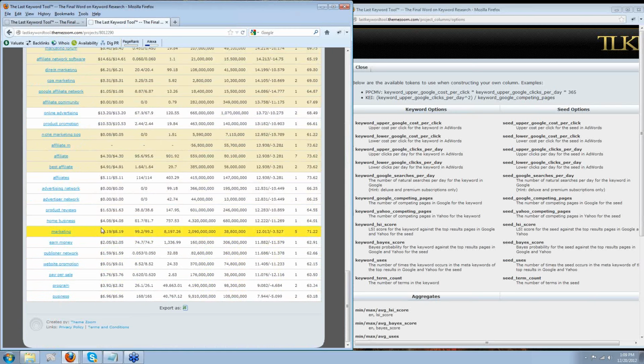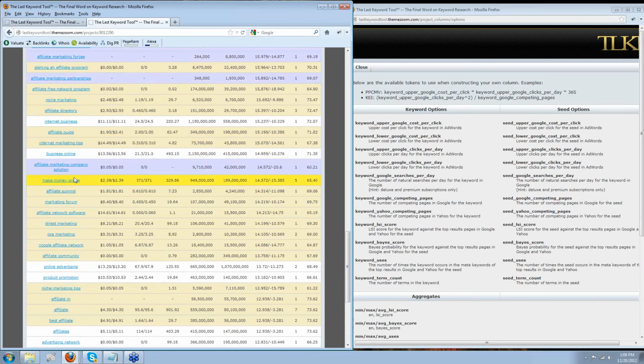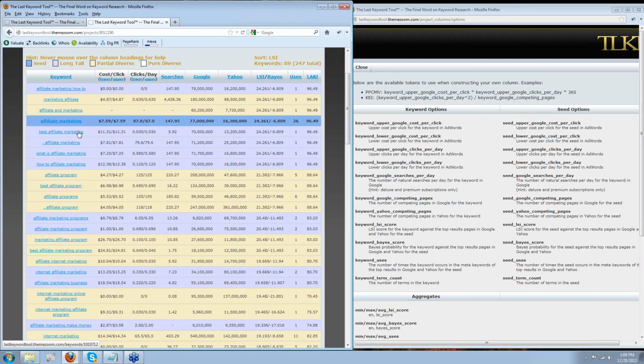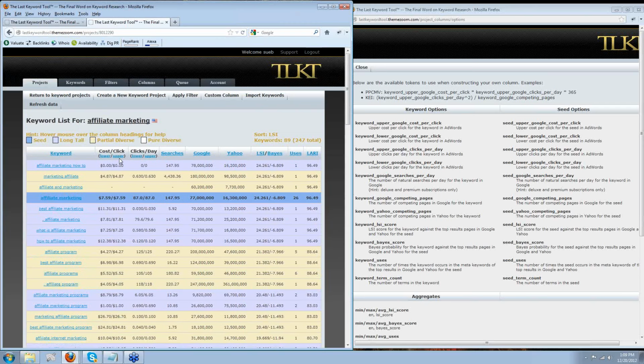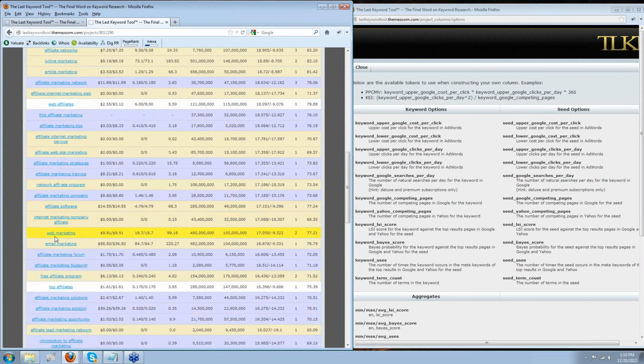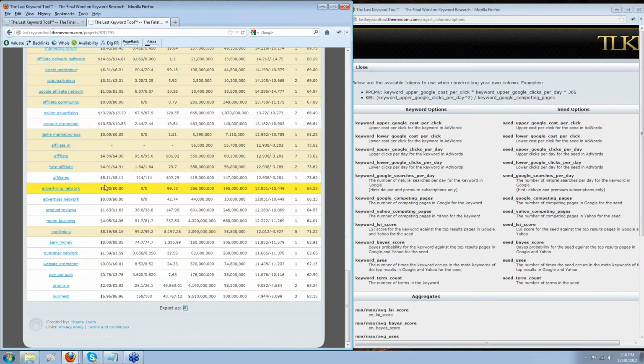These are going to be the things that are least relevant, but you get up in here into some keywords that are partially diverse. When they're yellow, that means they're partially diverse. So if our keyword term is affiliate marketing, if this is yellow, it means it contains either the word affiliate or the word marketing. So you can see that you've got partially diverse terms all the way down into the 70s here.